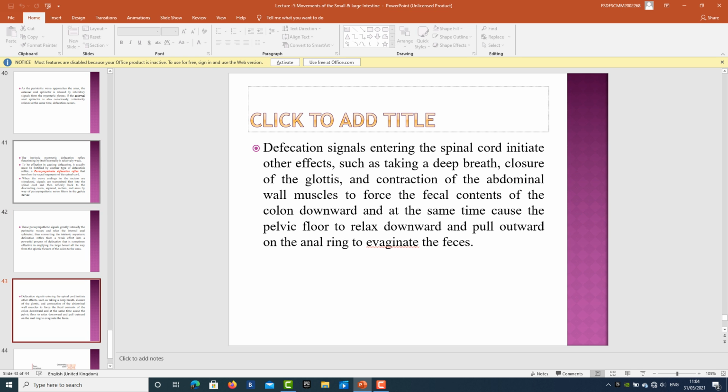Defecation signals entering the spinal cord initiate other effects like taking a deep breath, the closure of the glottis, and contraction of the abdominal wall muscles, so that there is a rise in the intra-abdominal pressure, forcing the fecal contents of the colon downward and at the same time causing the pelvic floor to relax downward and pull outward on the anal ring to evaginate the feces.